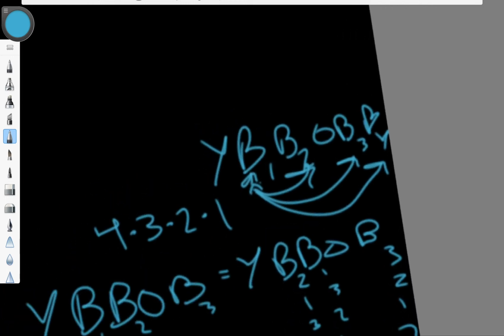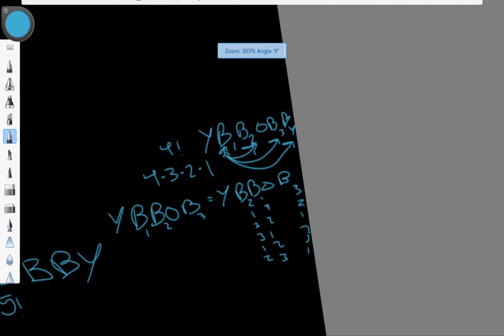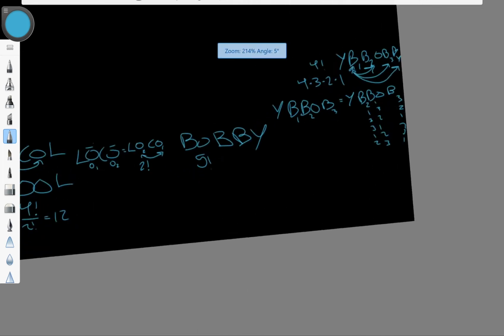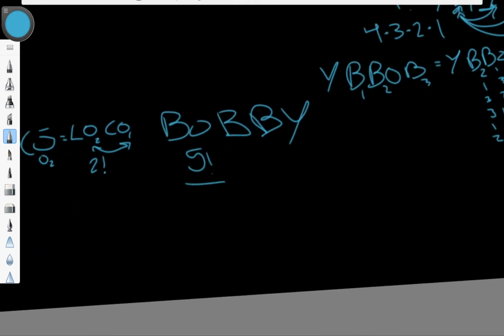4 factorial. Think about it with 5. It's going to be the same thing. So we're going to do 5 factorial over, in this case, 1, 2, 3, so 3 factorial, which just so happens to be 20.